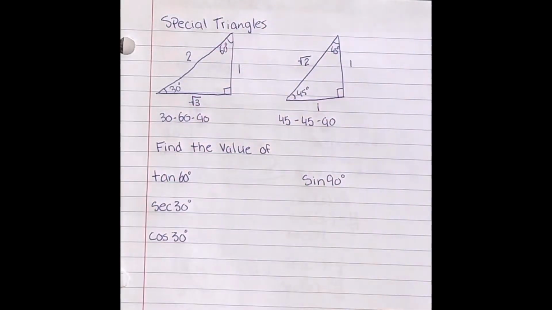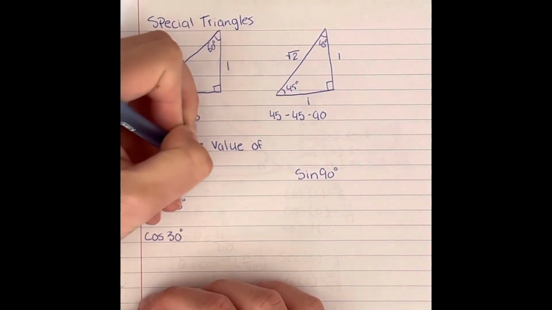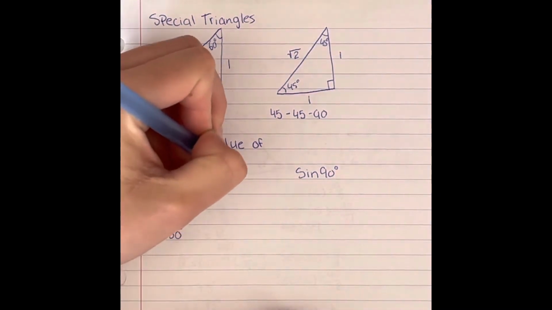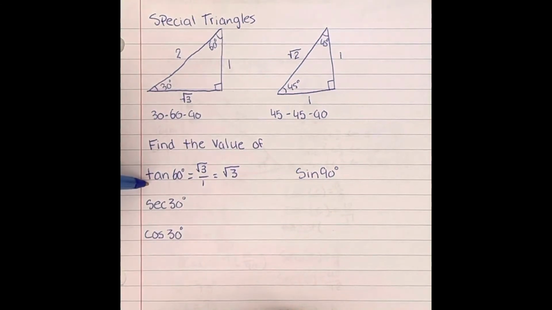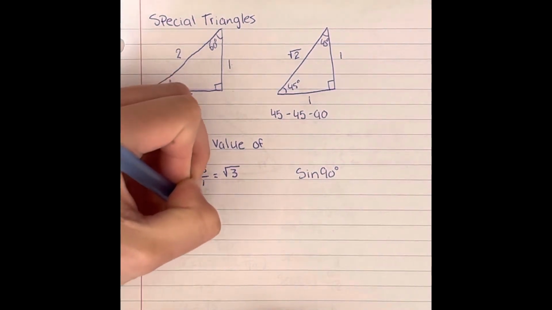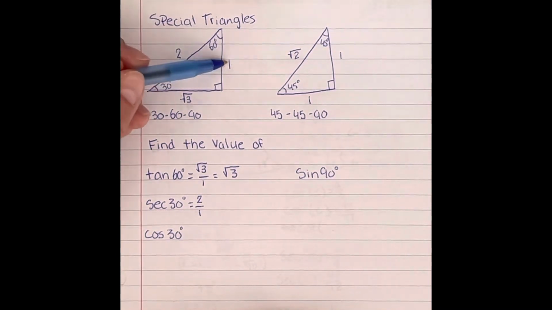So for the first set of these questions, we're going to look at the 30, 60, 90 special triangle. So for tan of 60, we are looking at opposite over adjacent. So we're going to write the square root of 3 over 1, which is the ratio. We can simplify that just to the square root of 3, which is a key point. So next we know that secant is the reciprocal of cos, so it's hypotenuse over adjacent, which we can write as a 2 over 1 ratio.